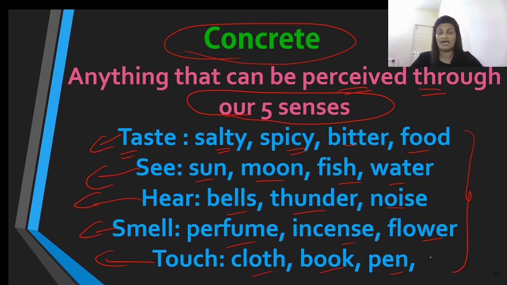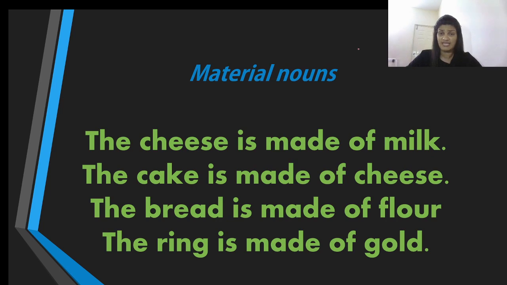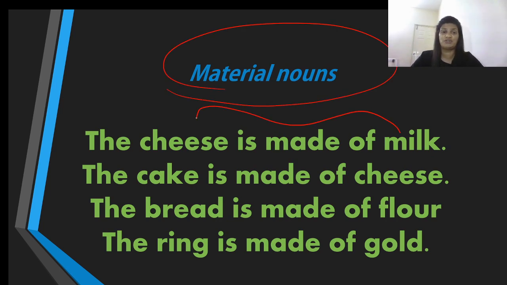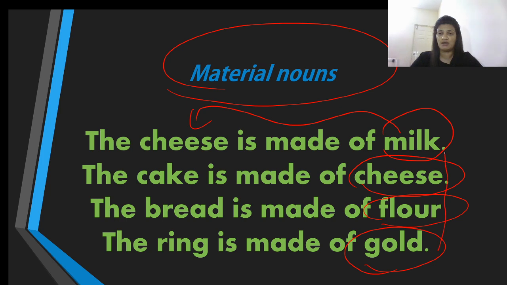All these nouns are called concrete when we are able to perceive these nouns through any one of the senses that we have. Then we call them concrete nouns. The next we have are the material nouns. Material nouns are those through which things are made, like the cheese is made of milk, the cake is made of cheese, the bread is made of flour, the ring is made of gold. So these are your material nouns because we are making other things out of these nouns.